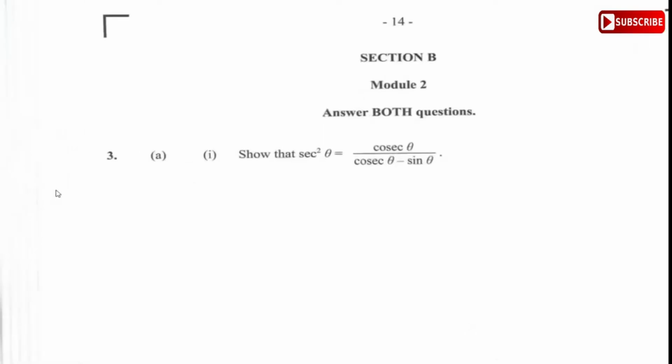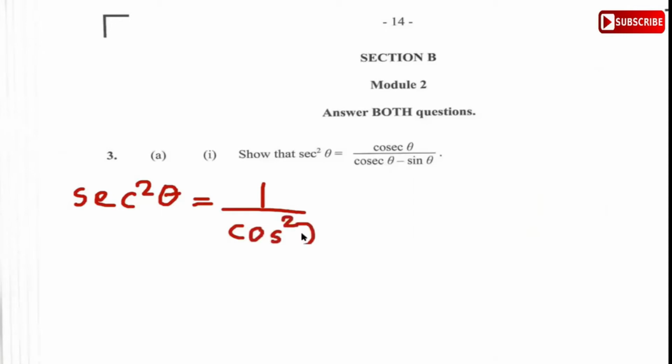Well, we know that sec squared theta is equal to 1 over cos squared theta. This is sec squared theta. But since everything is in terms of cosec and sine, I'm going to change cos squared to 1 minus sine squared. So it becomes 1 over 1 minus sine squared theta.